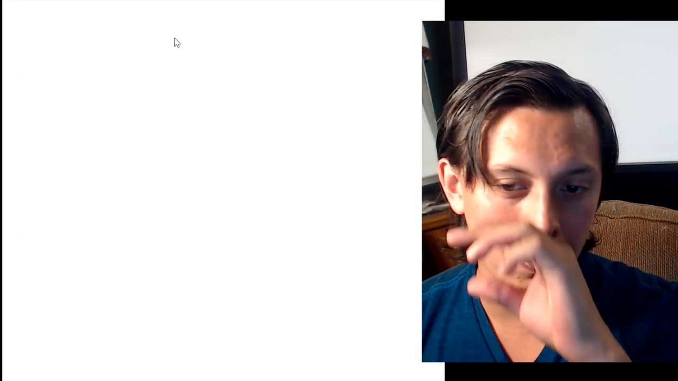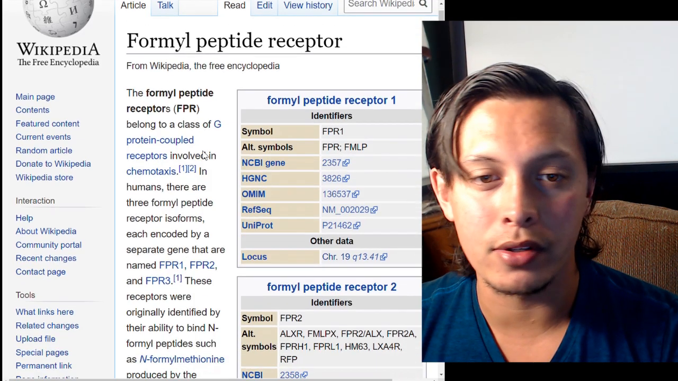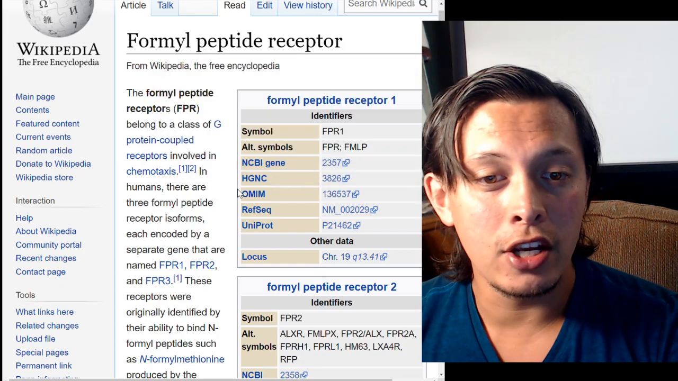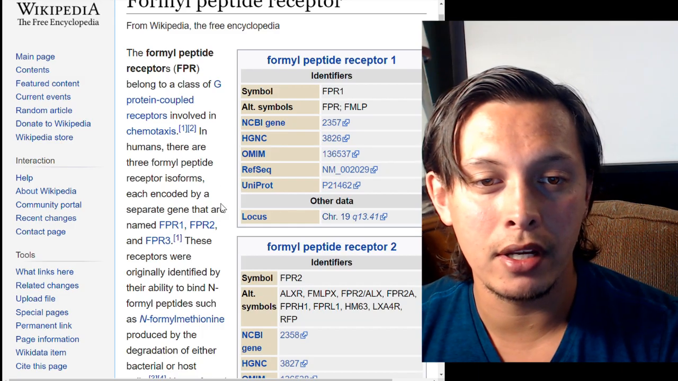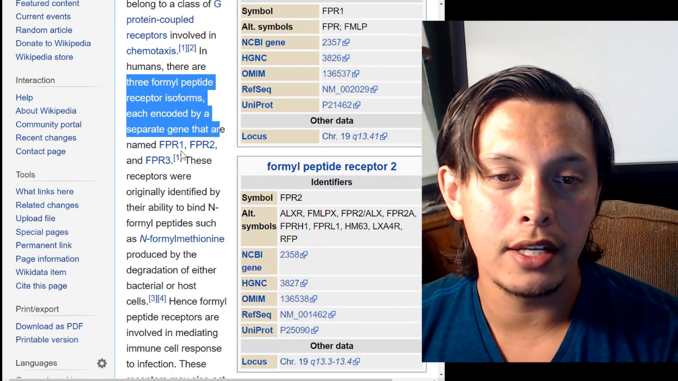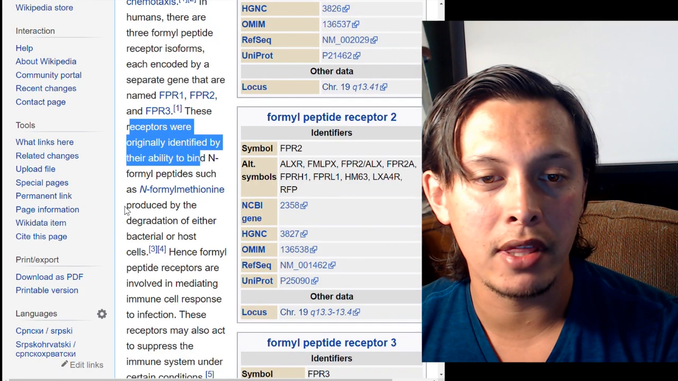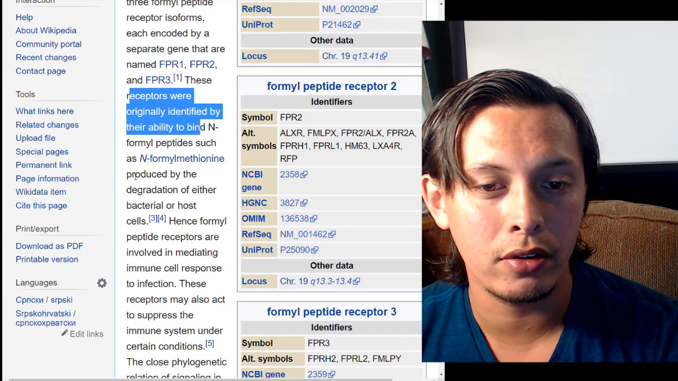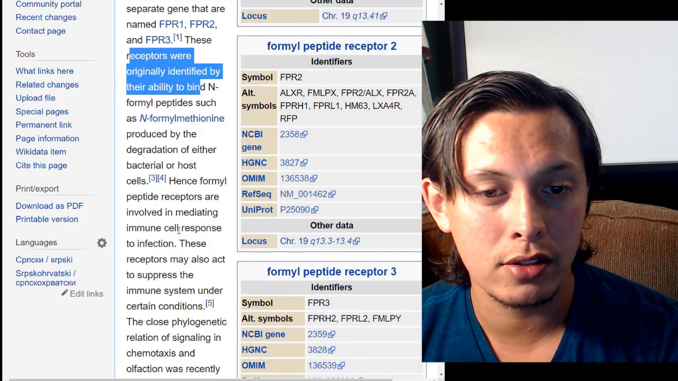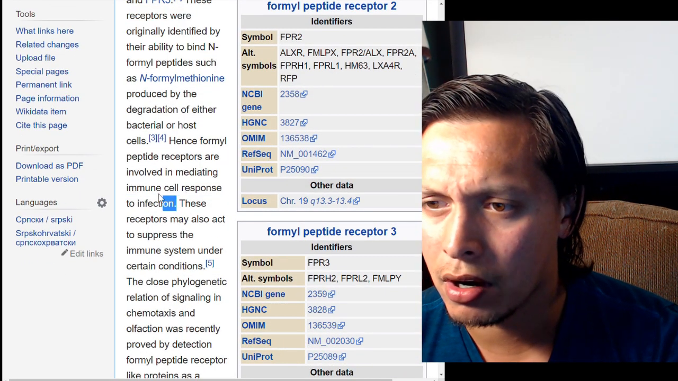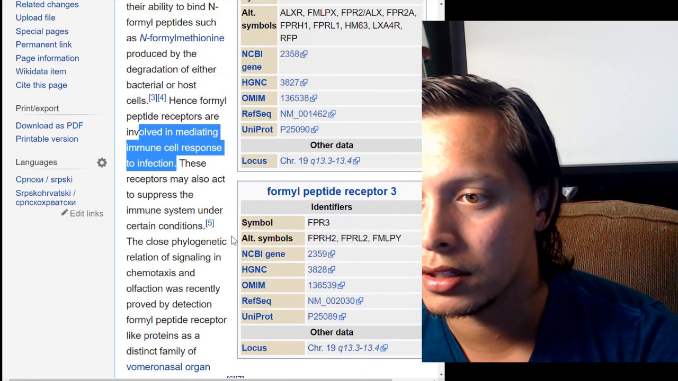I searched this up before, but the formyl peptide receptor, or FPR, belongs to a class of G protein-coupled receptors involved in chemotaxis. In humans, there are 3 formyl peptide receptor isoforms, each encoded by a separate gene, that are named FPR1, 2, and 3. These receptors were originally identified by their ability to bind N-formyl peptides, such as N-formyl methionine, produced by the degradation of either bacterial or host cells. Hence, formyl peptide receptors are involved in mediating immune cell response to infection. So maybe these are on the white blood cells themselves to help tell them where to go.